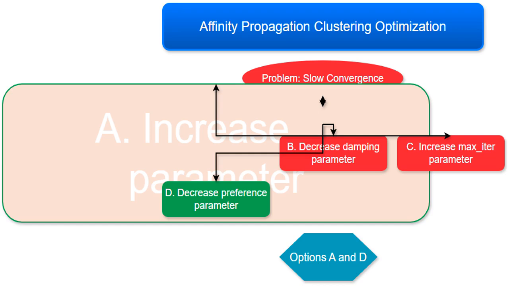I'm looking for ways to make my affinity propagation clustering algorithm run faster. Increasing the damping parameter adds stability to the algorithm, which can help it converge faster. While it might slightly slow down the initial convergence, it often prevents the algorithm from getting stuck in endless loops, making the overall runtime shorter.